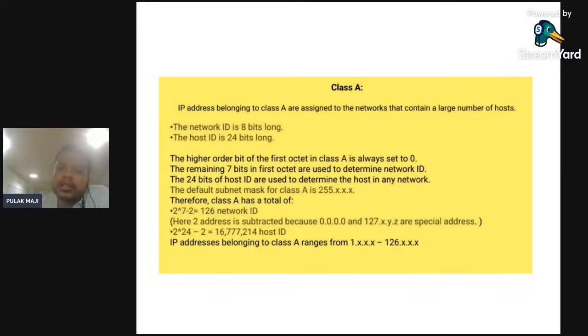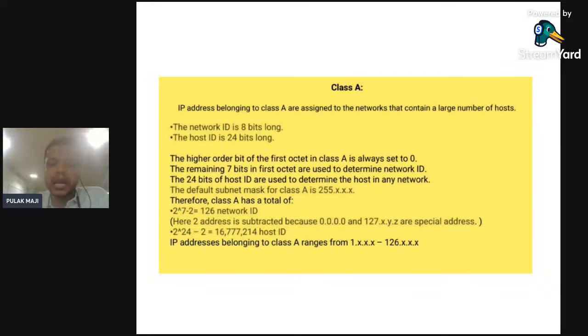Similarly for class B, how many octets are reserved for the network? First 2 octets. So 255.255.0.0. In class C, how many octets are reserved for the network ID? First 3 octets. So first octet 255 because eight 1s, second octet eight 1s 255, third octet eight 1s 255. And the last octet is eight 0s because the last octet is reserved for the host ID. So 255.255.255.0. These things you have to remember about class A, class B, and class C.